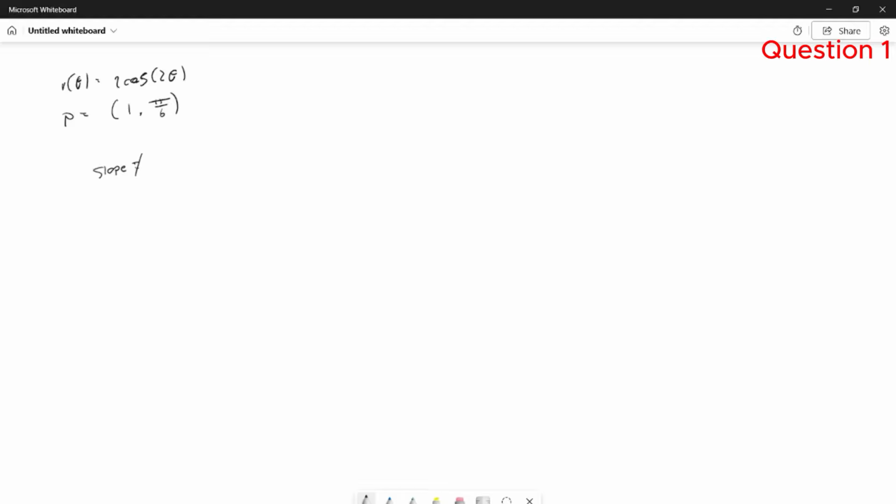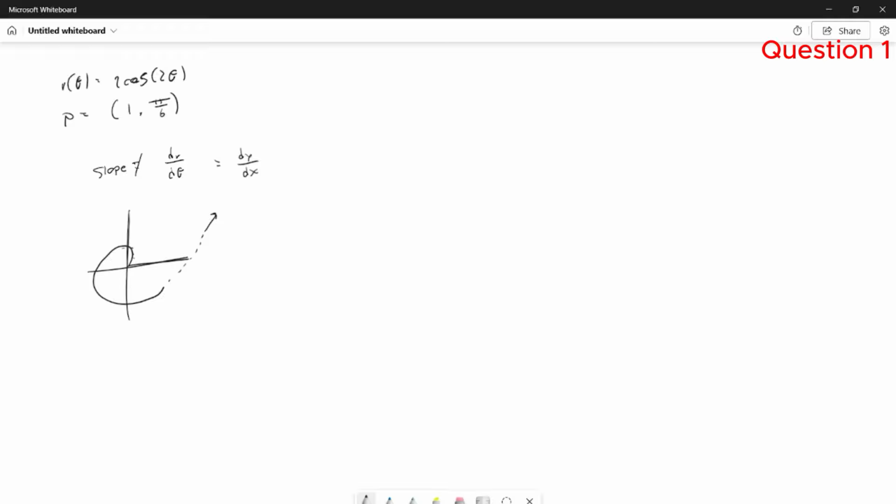Slope is not equal to dr d theta. What dr d theta is asking for is how quickly my function is leaving or approaching the origin. If I draw it like that and the function continues on, it's leaving the origin, not approaching it. That's what dr d theta is looking for. Rather, dy dx is what we're looking for: the actual slope of the tangent line, rise over run.